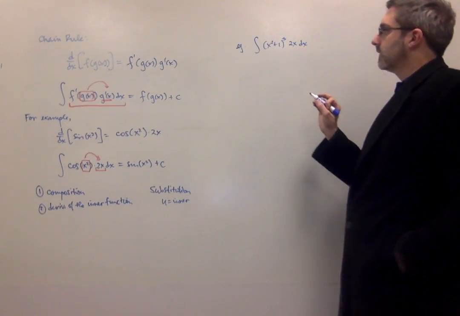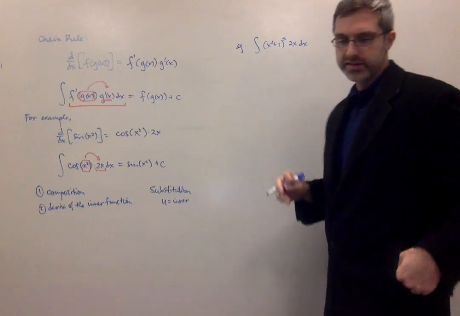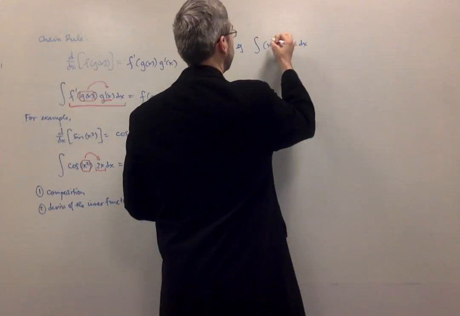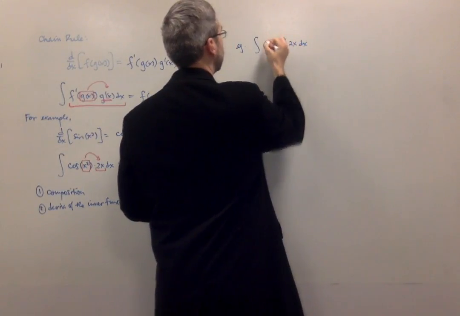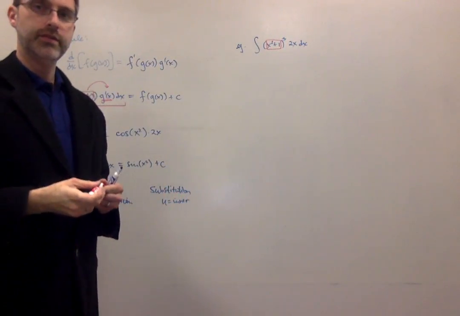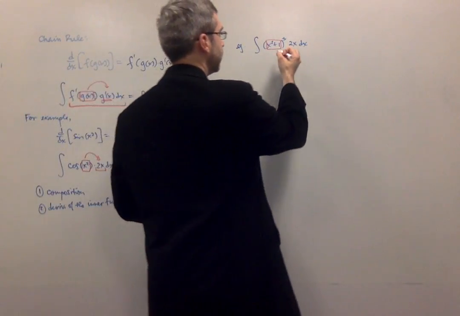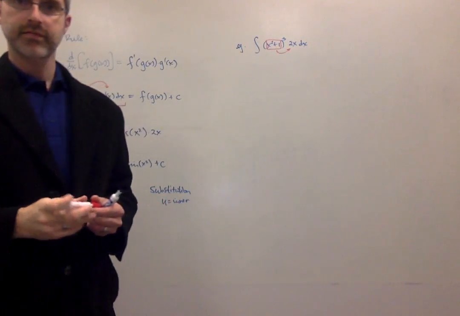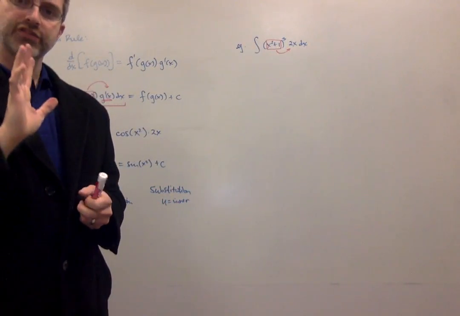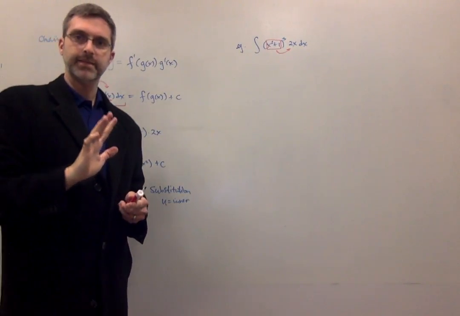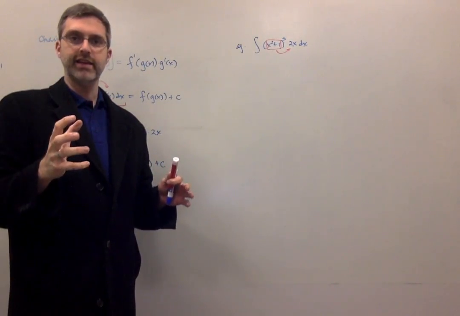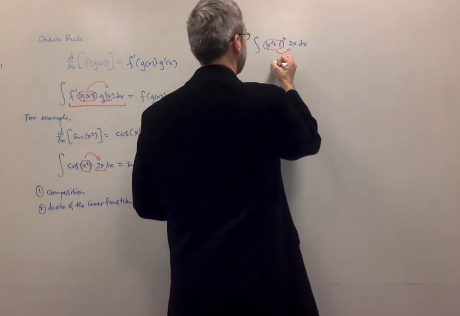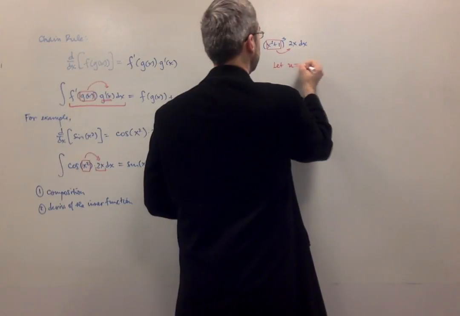All right. But one of the things that I notice is that I see a composition. Notice the inner function is x squared plus 1, and it's sitting inside the cube. And also notice that the derivative of x squared plus 1 is sitting right there. So this thing is actually set up really nicely to be ready for me to reverse a chain rule. So what we're going to do is we're going to let u equal that inner function.